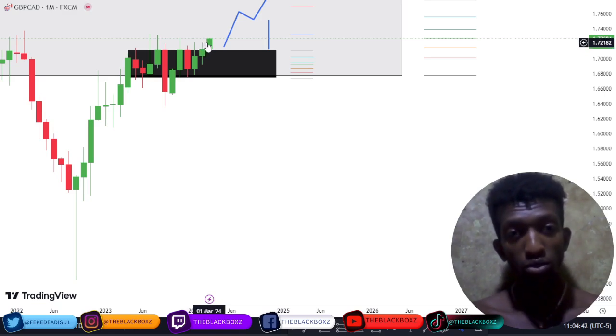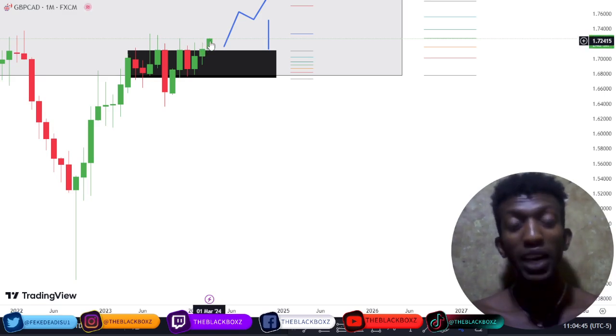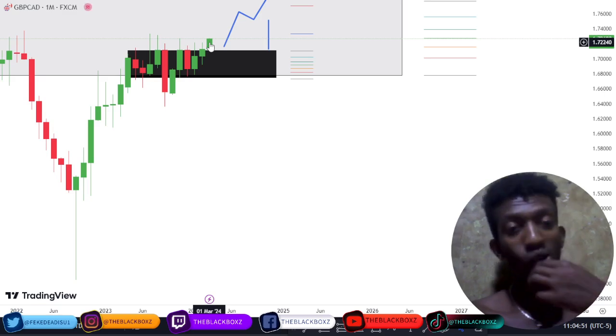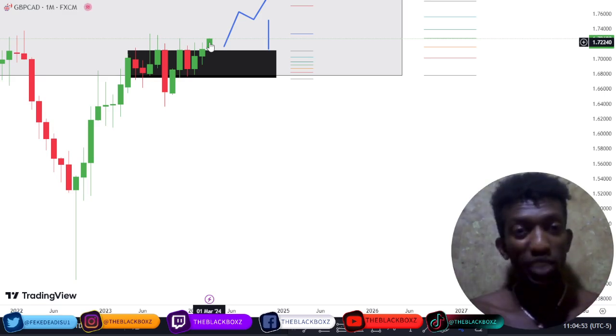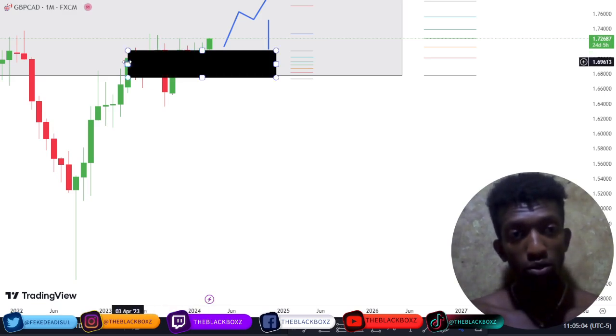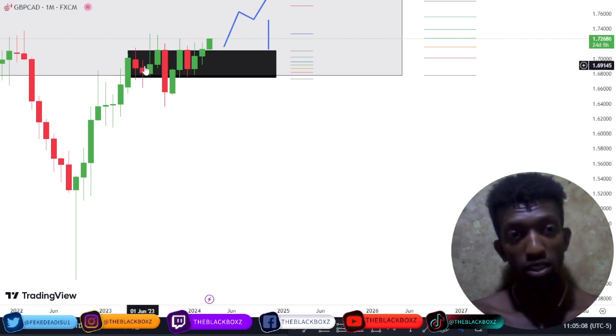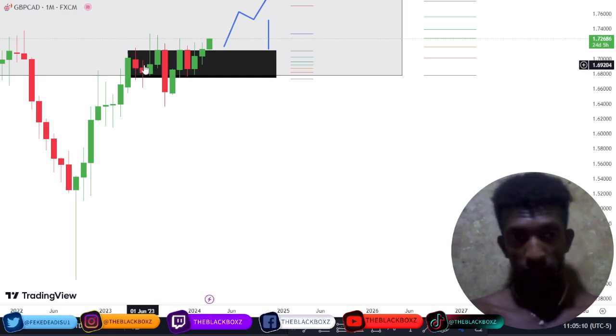So what do you do here? You buy. There is no hesitation. There is nothing that you gotta do. The only thing you gotta do is buy and determine your TP. As you can see, I have put my TP right there. The TP is the height of this black box. The black box extends to here because we had a previous black box.